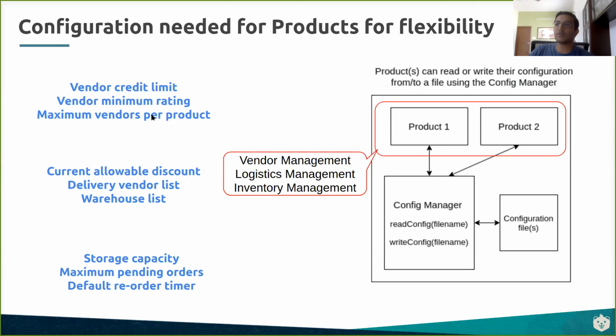Or what are the maximum vendors per product? Given one particular product, I don't want to have too many vendors. It becomes difficult, right? So things like that should be configurable. Somebody at the back says, okay, now this was 10, I need to change this to 5. So it should be configurable in one place where each of the products read their configuration and act accordingly, right? If it was the logistics management product, it would say there is some allowable discount overall for these users, right?